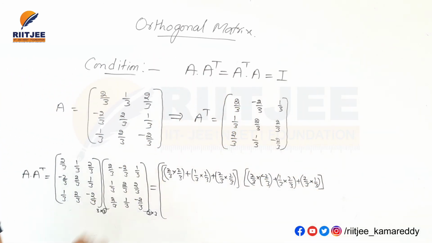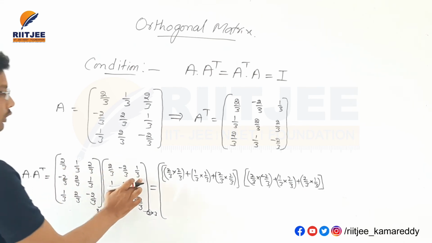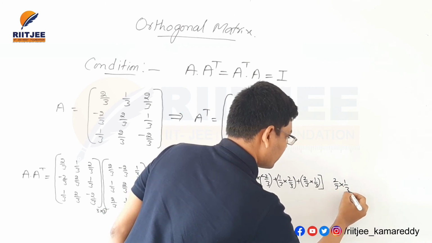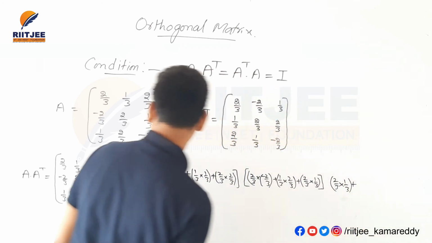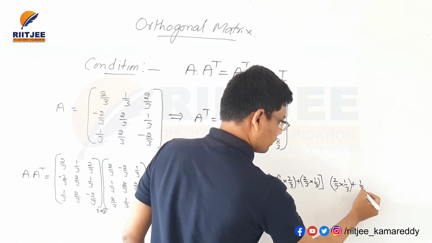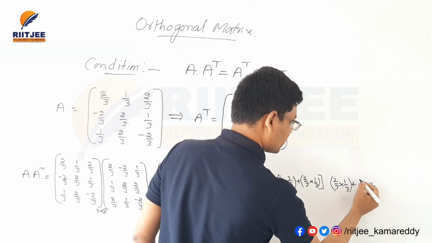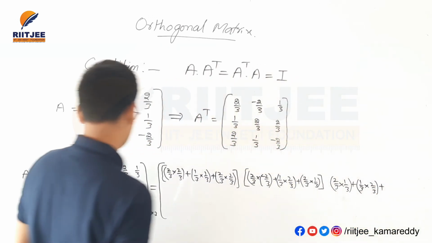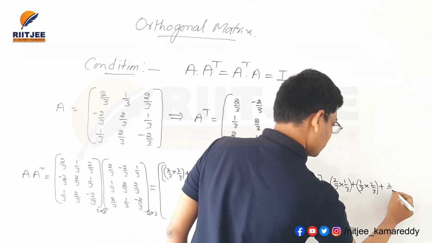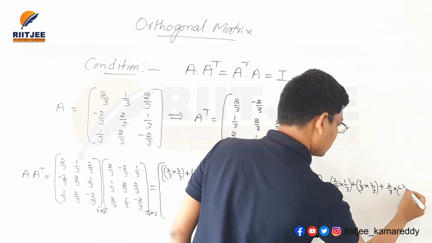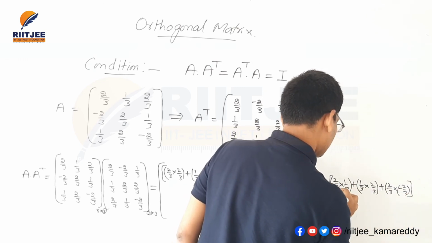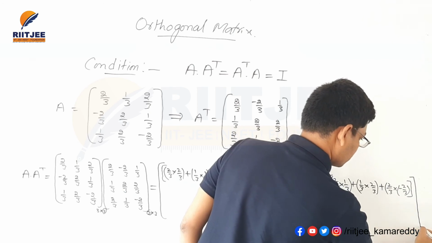Next we should find A13. 2 by 3 into 1 by 3, plus 1 by 3 into 2 by 3, plus 2 by 3 into minus 2 by 3. This is all about A13.